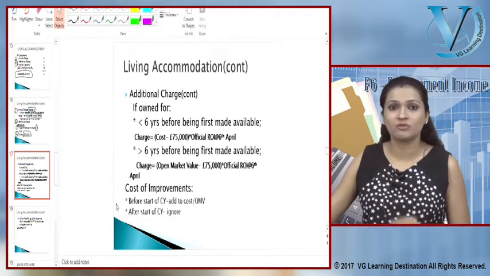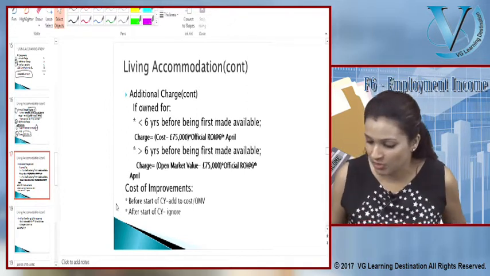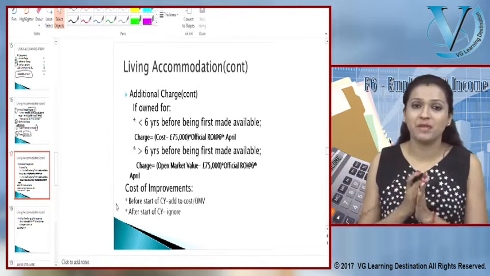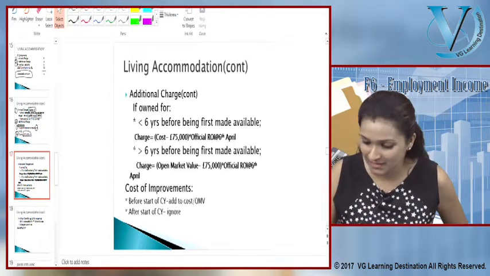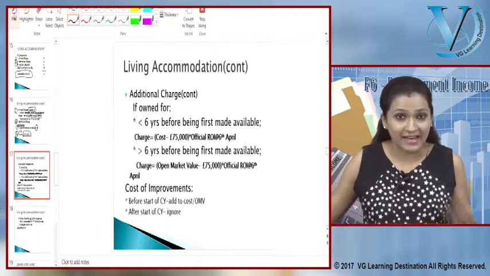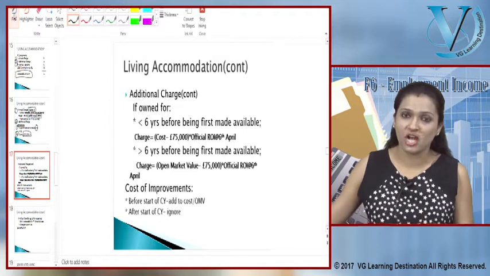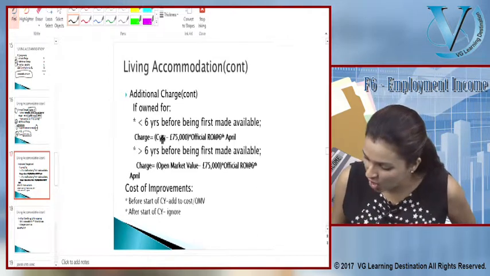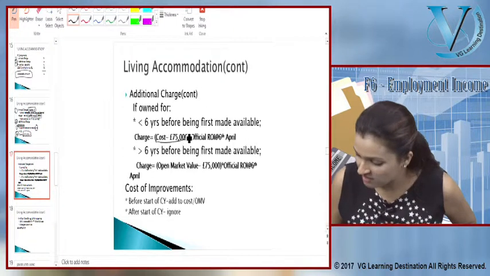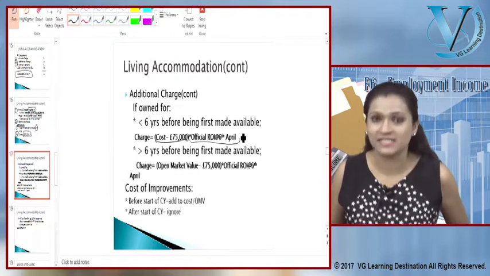So you're basically going to start off by looking at the additional charge, which is going to be, if the property has been owned for less than 6 years, which basically means that it has not been very long since the employer owned this property, then the additional charge you're going to levy to the property is going to be cost minus £75,000 multiplied by the official rate of interest as at the 6th of April.